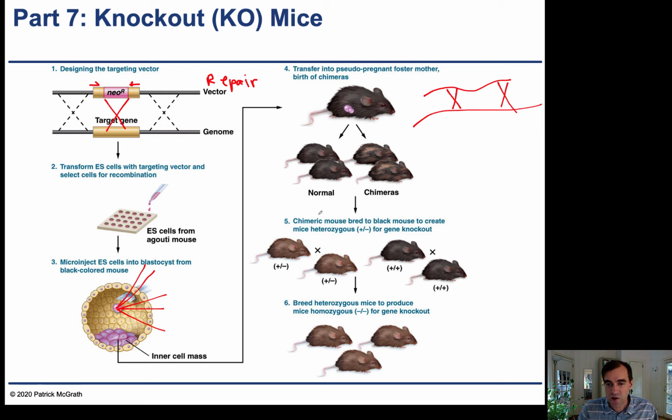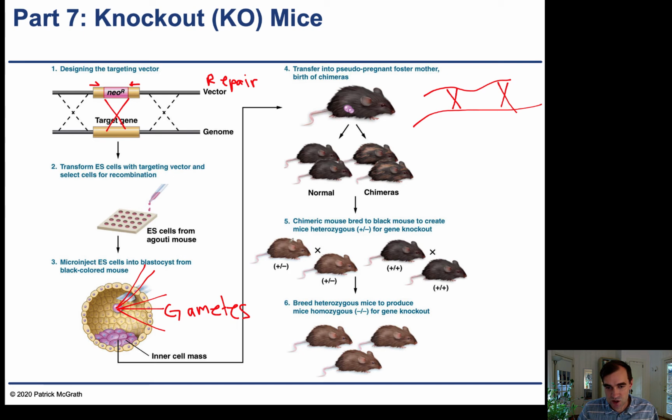And so after that, you have to breed the chimeric mouse back to the black mouse. And your goal is to identify mice where you can actually propagate it in the subsequent generations. And so for that to occur, the descendants of this ES cell must form the gametes. So if the descendants of these cells are able to form the gametes, then in that case, this can propagate on to the next generation.